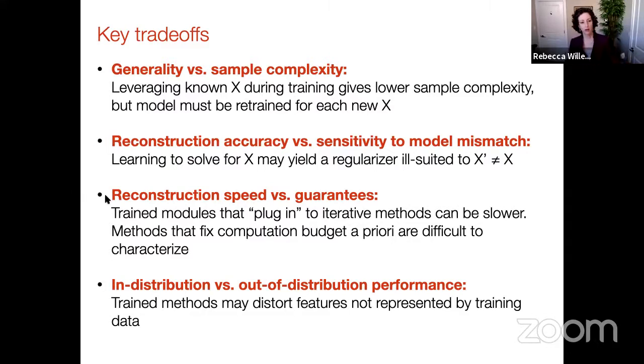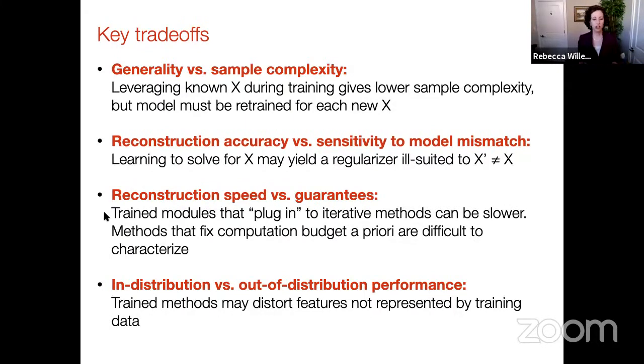We also have trade-offs related to reconstruction speed versus guarantees. Some of the methods, like Neumann networks, are trained to be fast. We constrain the number of different blocks B to be small from the outset, and that can be much faster than methods that require us to plug a learned component into an iterative solver, which might have to run for hundreds of iterations. That said, when we fix the computation budget a priori, it can be very difficult to characterize the effect of that on learning accuracy and performance.